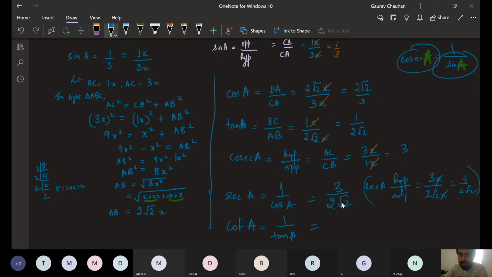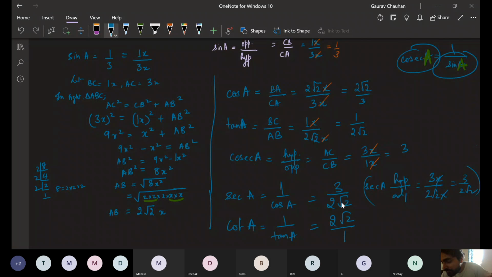So tan A value we already have. Can you tell me what the value of tan A is? Is it there somewhere on your screen? Tan A is 1 by 2 root 2, sir. Correct. This is tan A. So what cot A will come? Sir, cot A will come 1 by 2 root 2, sir. Same it will come? No, sir. Mansa, write the reciprocal of tan. Write the reciprocal of this number. What will be the reciprocal? Sir, it will be 2 root 2 by 1.